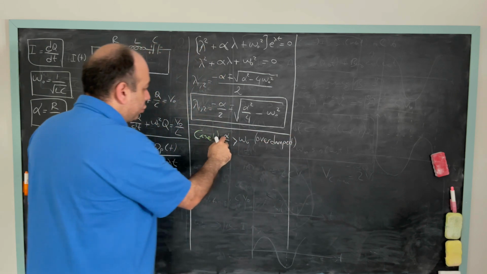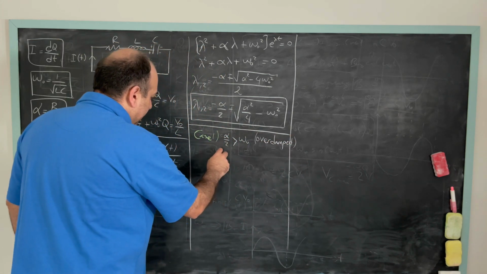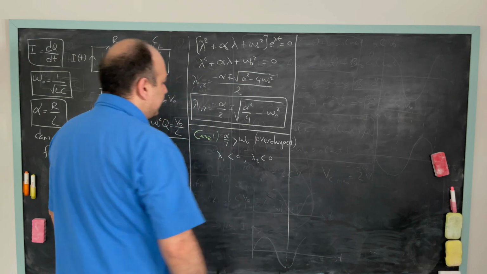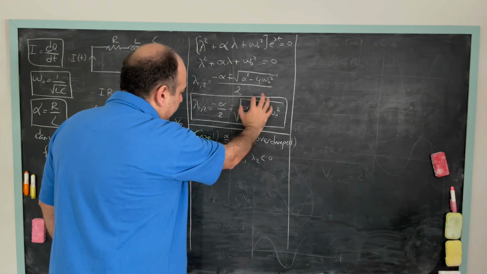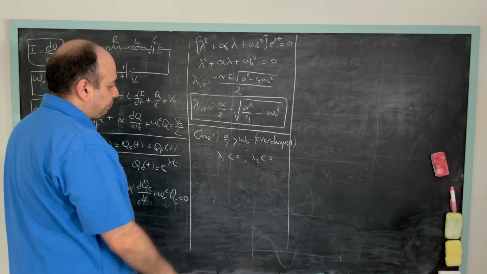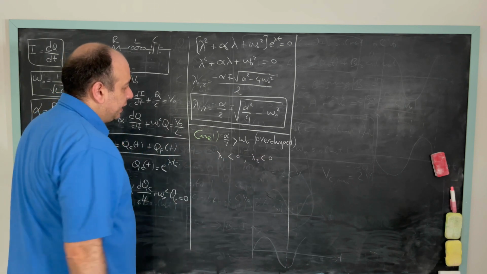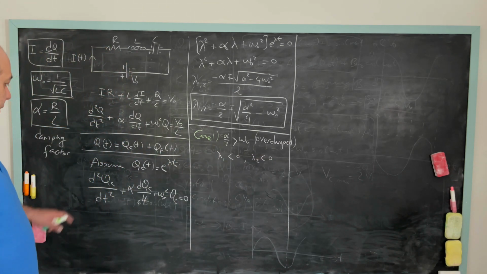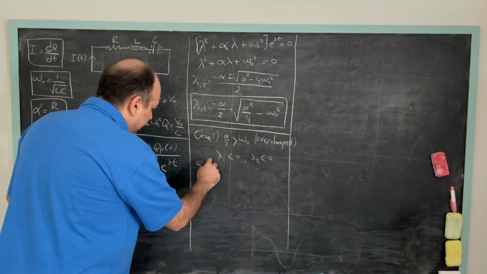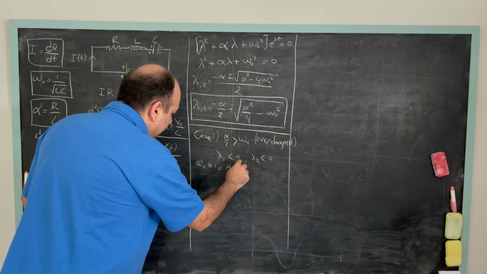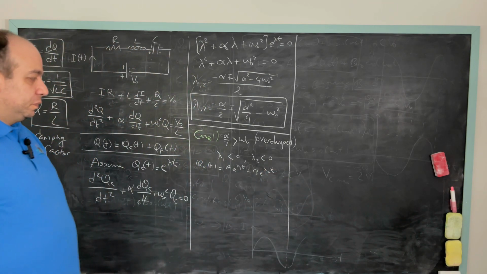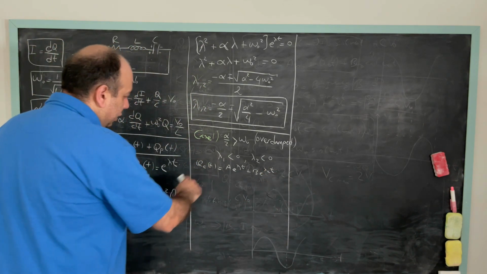So the damping is strong, right? In this case, lambda 1 and lambda 2 will both be less than 0, because the magnitude of the term in the square root is always less than alpha over 2. So lambda 1 and lambda 2 are both less than 0. The complementary solution in this case would be given as A e to the lambda 1 t plus B e to the lambda 2 t. So this will be the solution for the complementary part.